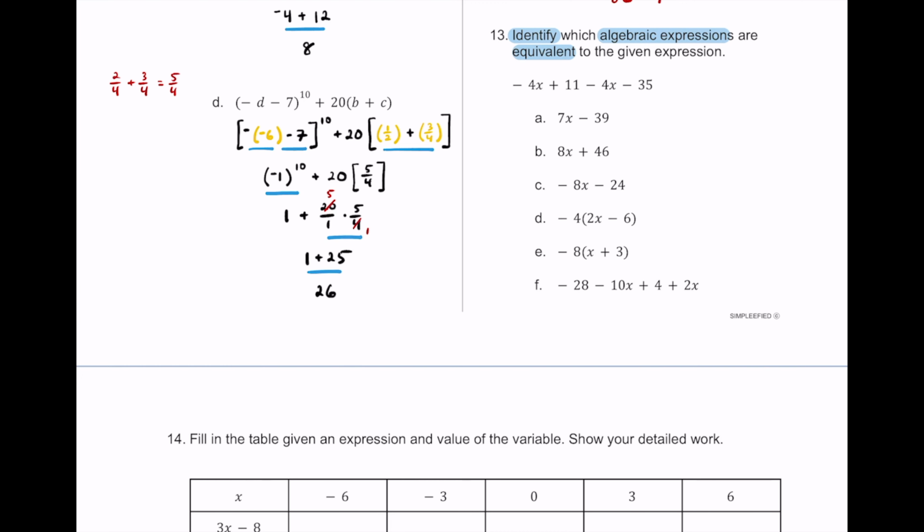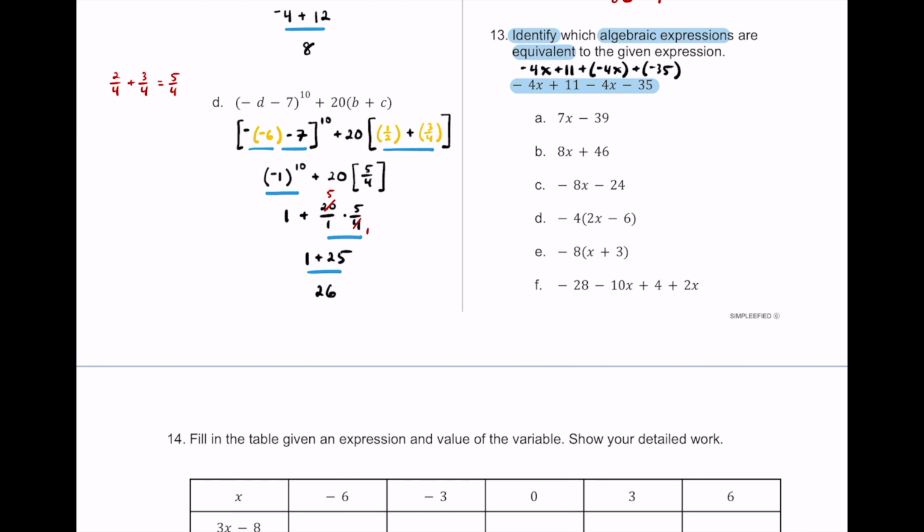We have negative 4x plus 11 minus 4x minus 35. Rewriting this one as a sum, this is technically going to be negative 4x and then plus 11. Instead of writing minus 4x, we could write plus negative 4x. And instead of writing minus 35, we can write plus a negative 35.